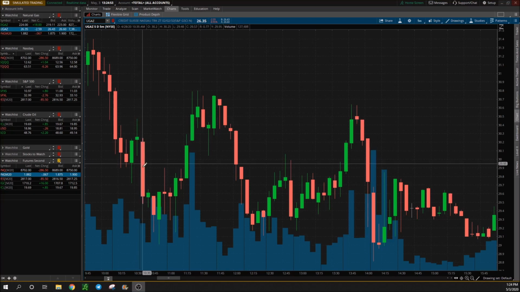And then we started to drop again. As we can see, we have this very, very long red bearish candlestick. And then we got all the way down to these lows of $29.01. And then we bounce. So we hit this point.